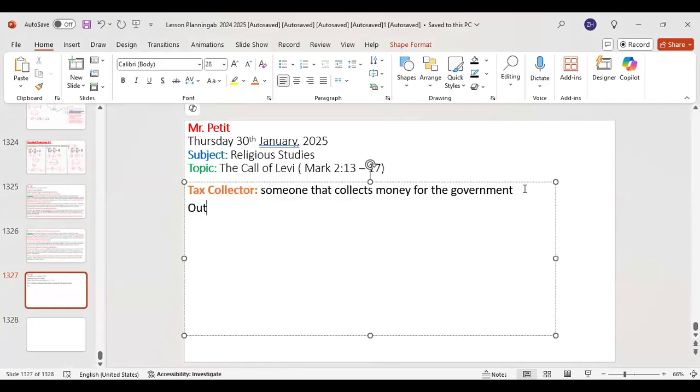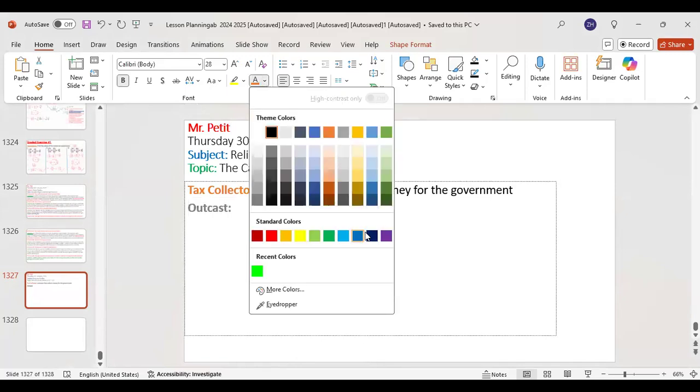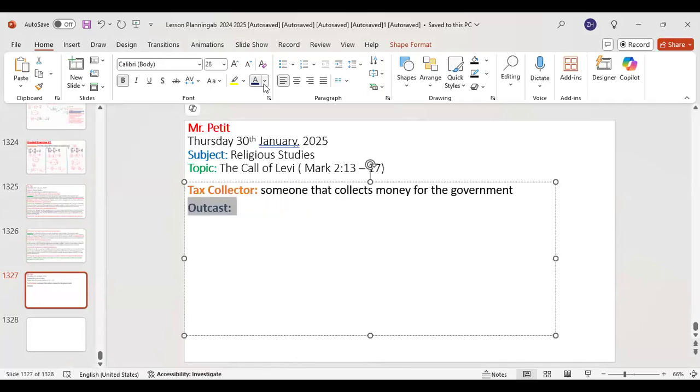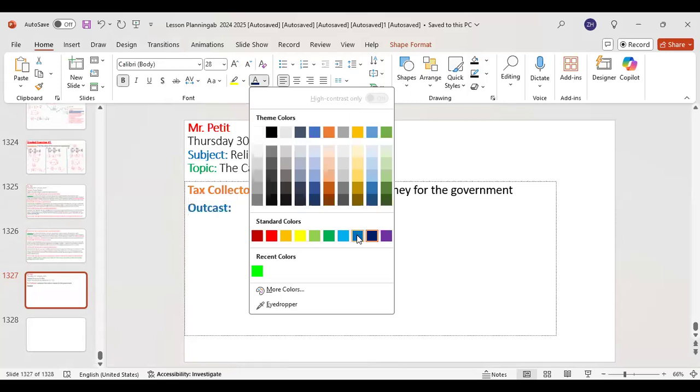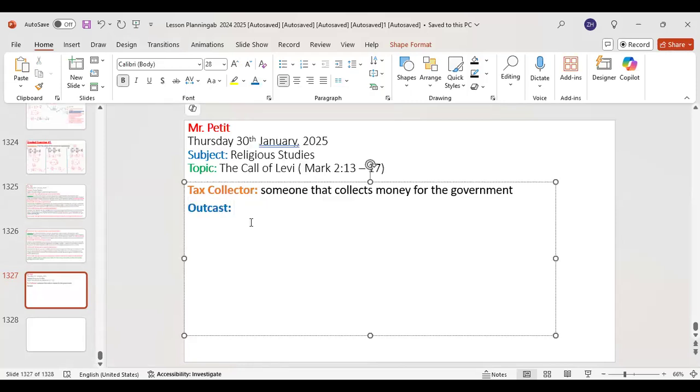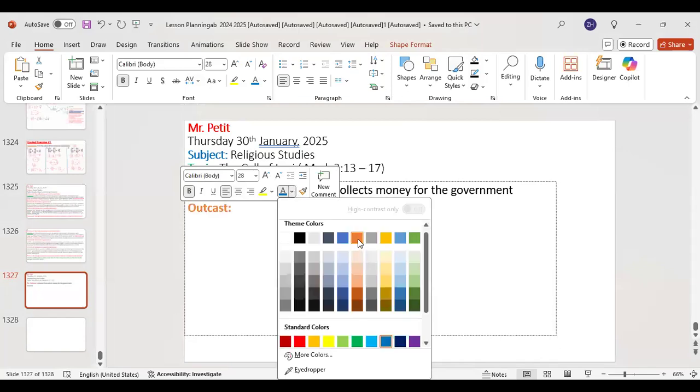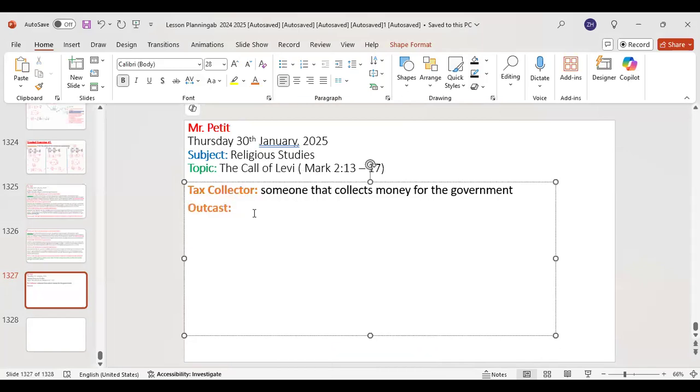What does it mean to be an outcast? Outcast, somebody who nobody likes in general. Very good. Someone who nobody likes in general. They are ostracized. Nobody looks at them like they are human. No one looks at them with great esteem. No, this isn't a picking corn story. This is how Jesus called, or how Jesus chose Levi.